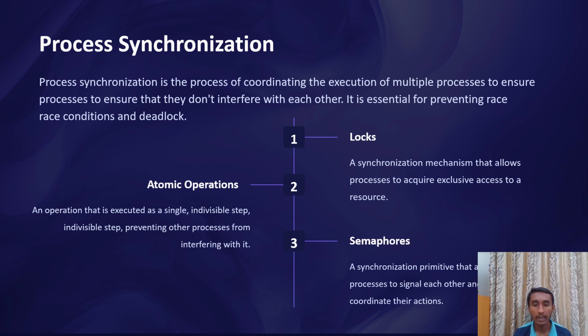These are categorized into three types: locks, atomic operations, and semaphores. Locks are synchronization mechanisms that allow a process to acquire exclusive access to a resource. Atomic operations: an operation that is executed as a single, indivisible step, preventing other processes from interfering with it. Semaphores: a synchronization primitive.